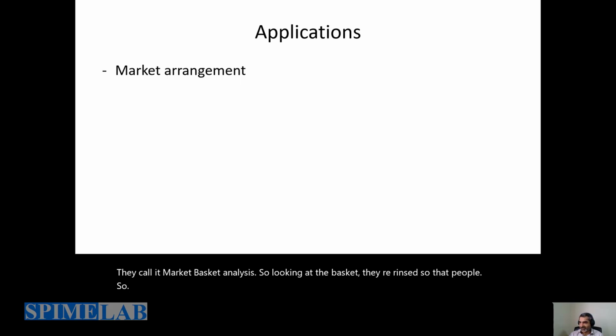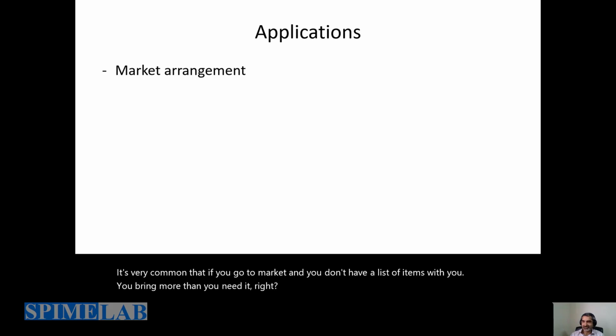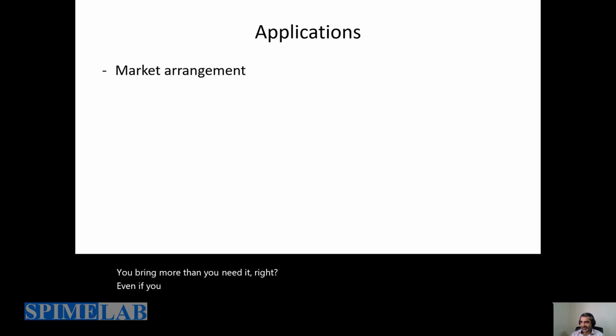It's very common that if you go to market and you don't have a list of items with you, you bring more than you needed, right? Even if you have a list of items, you pick one or two more things. So what's going on there? The market arranges items in a way that they're put together. Items bought together are put together so that you get convinced and you do some pop-up shopping.